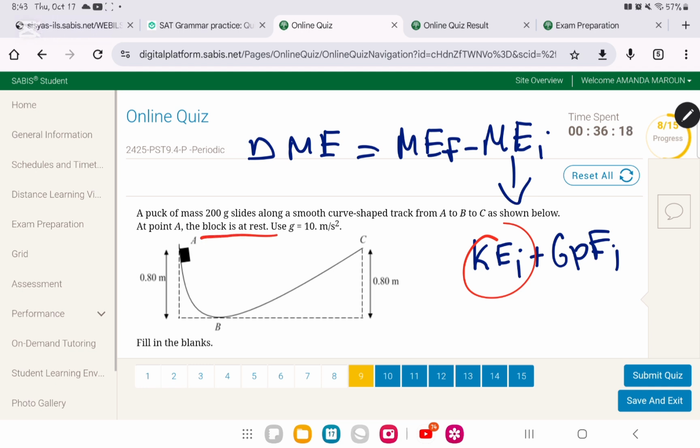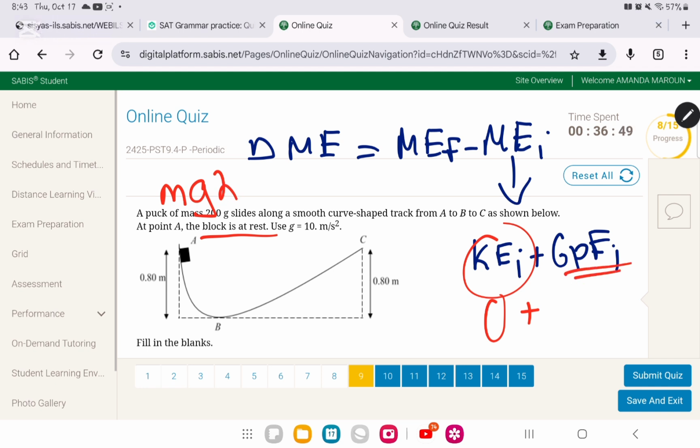Because the block is at rest. Anytime you see the block is at rest, then the kinetic energy initial is 0. It's not actually 0, but the velocity is 0. And if you put it in the equation, you will get that the kinetic energy initial is 0, plus GPE, you're going to do mgh. Here they told us they need the GPE.